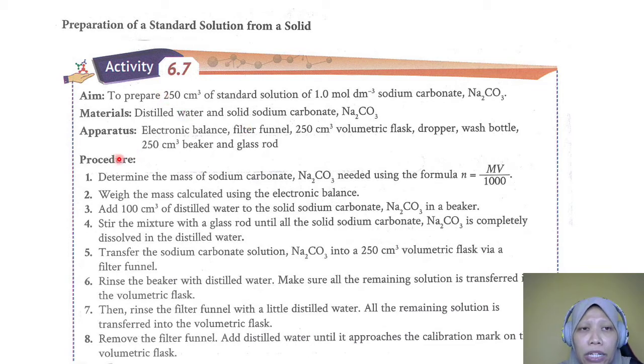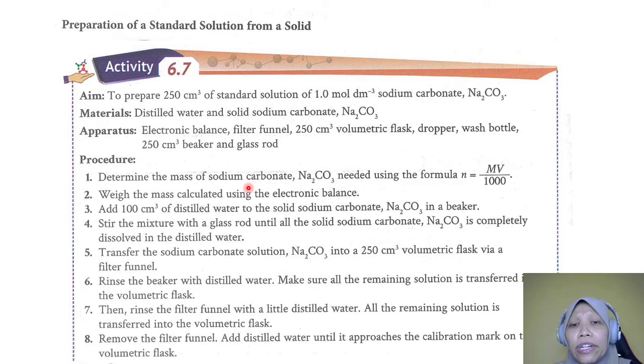So, of course, apparatus yang kita perlukan is electronic balance, filter funnel, 250 cm3 volumetric flask. Mesti 250 cm3 sebab kita nak prepare sebanyak 250 cm3. And then dropper, wash bottle, 250 cm3 beaker and glass rod. Now, before we prepare the experiment, pertama kita mesti determine the mass of sodium carbonate. Bila kita nak prepare mass of sodium carbonate, kita tak tahu berapa banyak yang kita nak ambil, mass sodium carbonate tu kan.